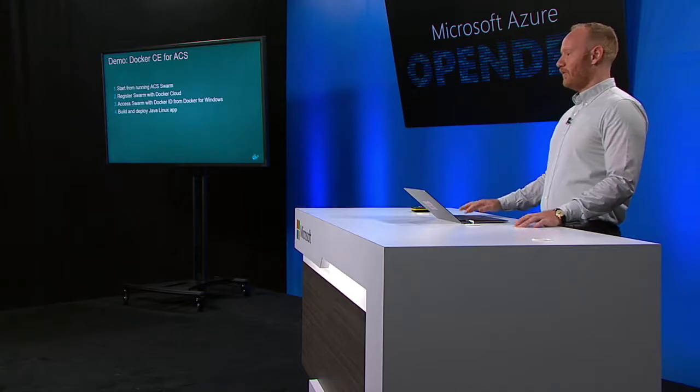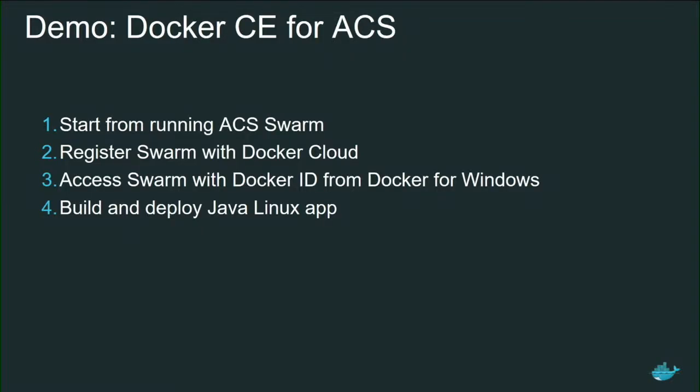So the demo I'll show is I already set up a Docker Community Edition swarm on Azure Container Service. So what I'll do is I'll register that with Docker Cloud using my Docker ID. And then I'm going to show you how you can use Docker for Windows and Docker for Mac to access that swarm from your development laptop or desktop, and how you can then build and deploy an app on Azure Container Service.